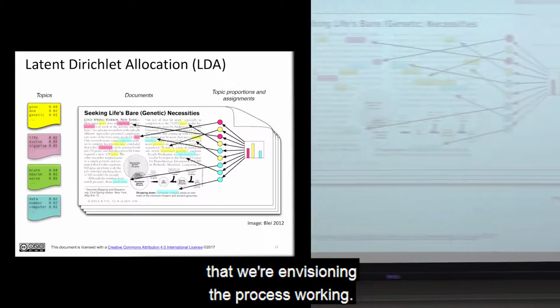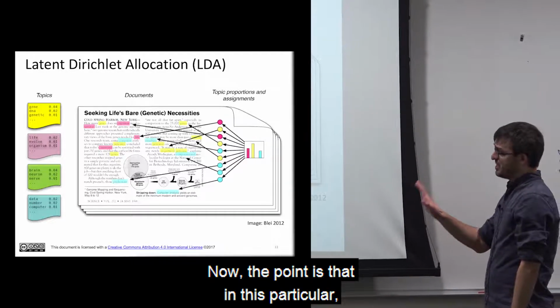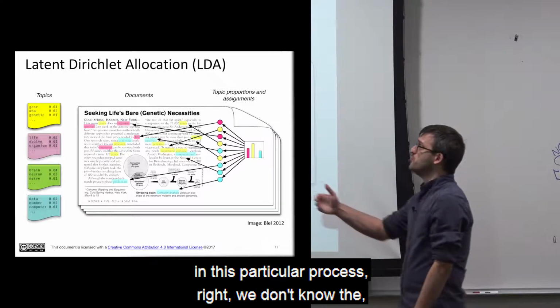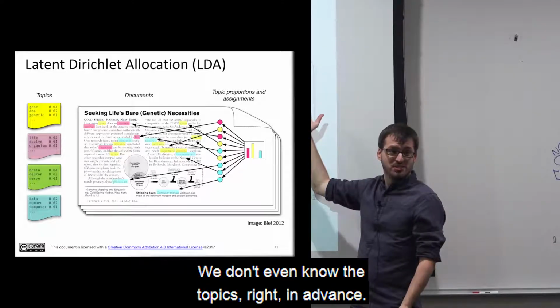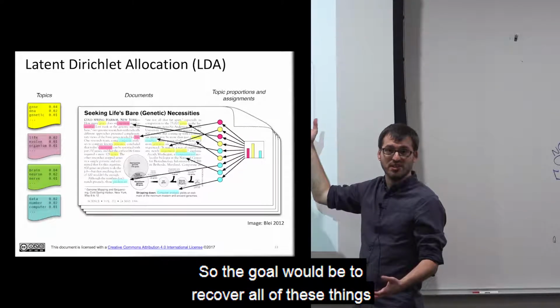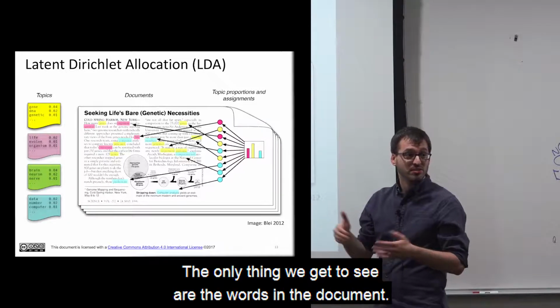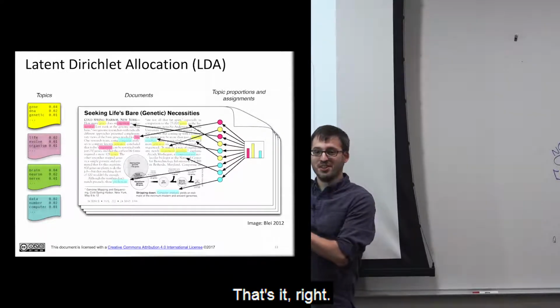Articles, but it's the way that we're envisioning the process working. Now, the point is that in this particular process, we don't know the mixture of topics for each document. We don't even know the topics in advance. So the goal would be to recover all of these things. They're latent in this model. The only thing we get to see are the words in the document. That's it.